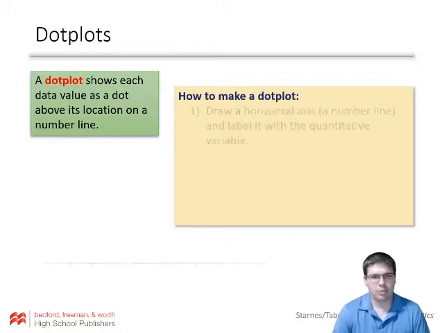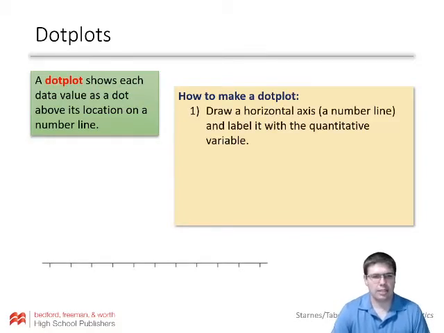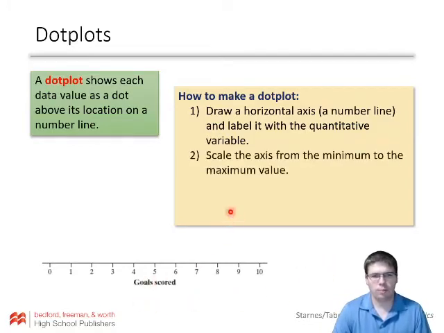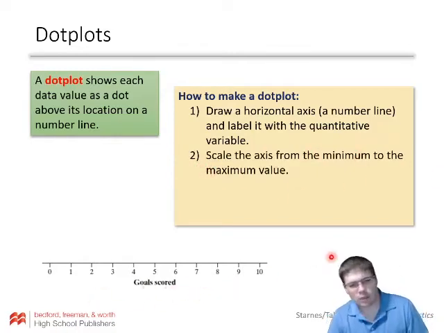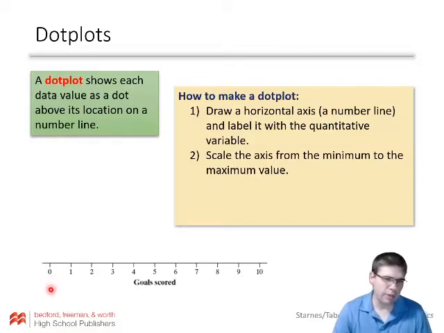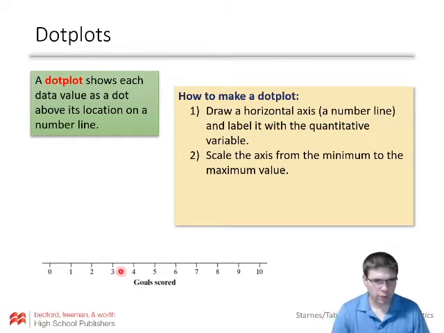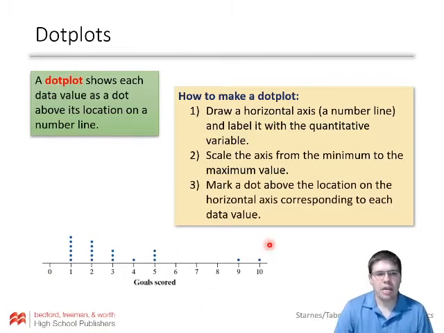So the steps to doing this: draw a horizontal axis, a number line, and label it with the quantitative variable. Here we're labeling this with goals scored. Scale the axis from the minimum to the maximum value. You don't need to go outside your range. Maybe you show where 0 is if you're close, but it's not a requirement. Here we're going from 0 up to 10 to cover our range of goals scored by these individuals. Each individual gets a dot, and we just stack them up.